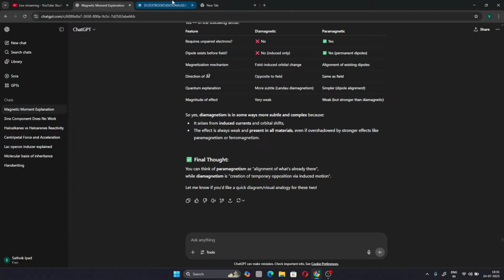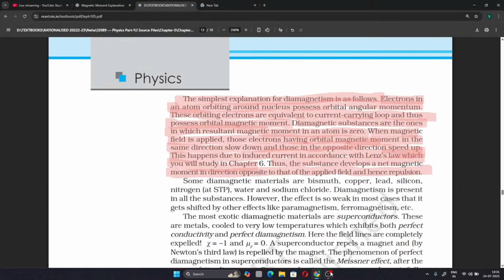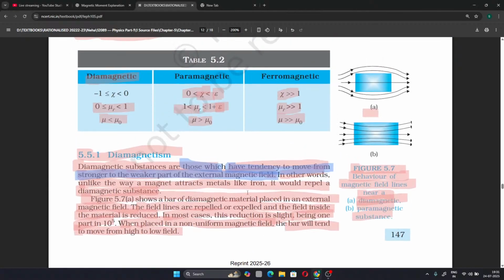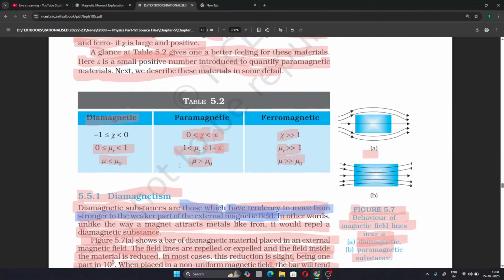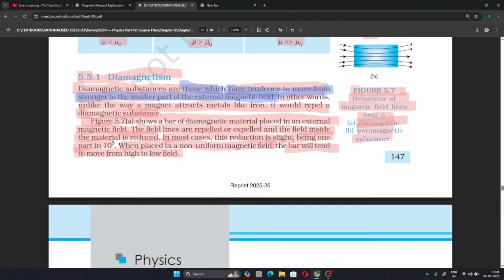Okay, fine. I did not clearly say paramagnetism is more simple, but fine. That was quite wrong. Let's go back to our traditional textbook. Diamagnetism. I'll start reading again.